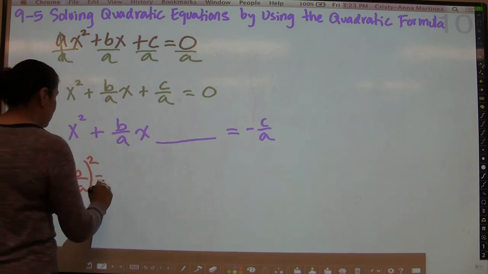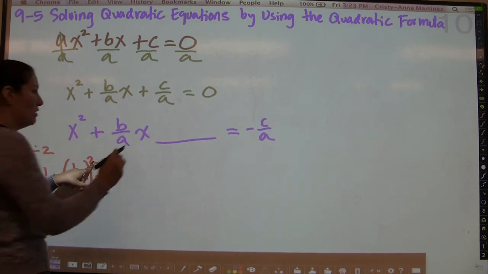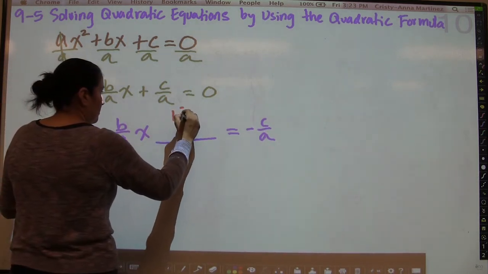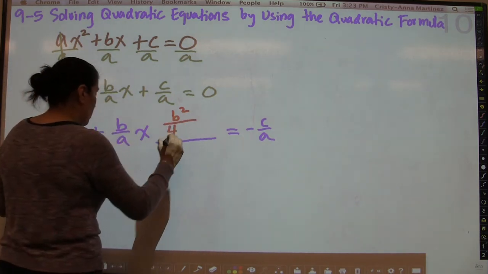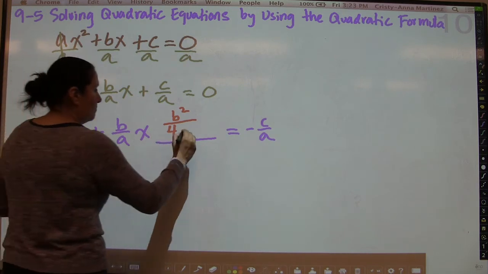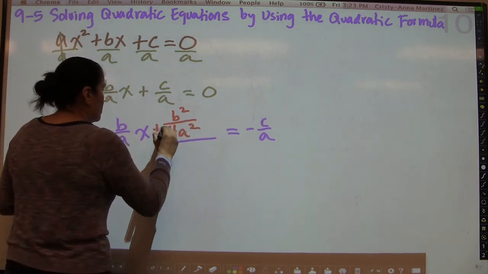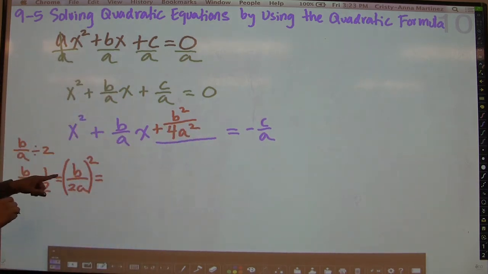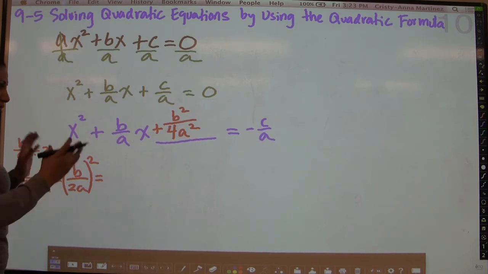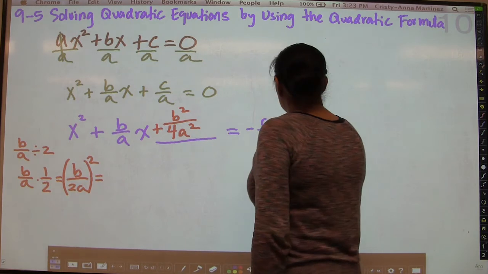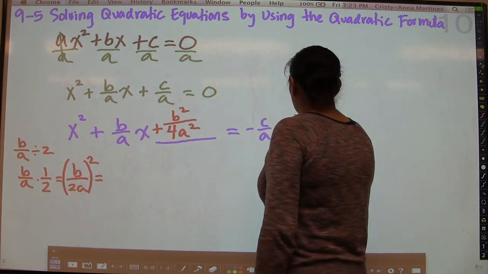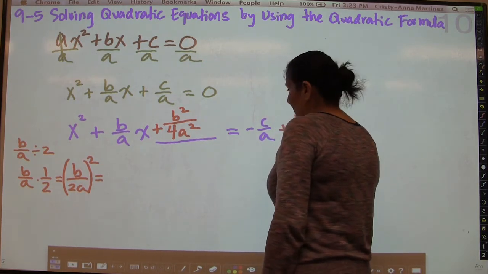Okay, so that means I'm going to have b squared and then 2 squared, which is 4, a squared. So I'm going to add b squared over 4a squared to the left-hand side, and to keep it balanced, I'm also going to add b squared over 4a squared to the right-hand side.